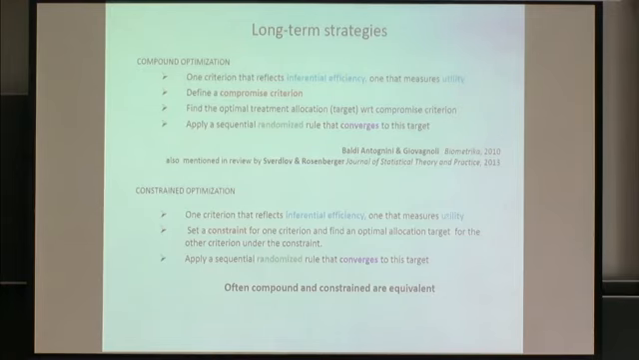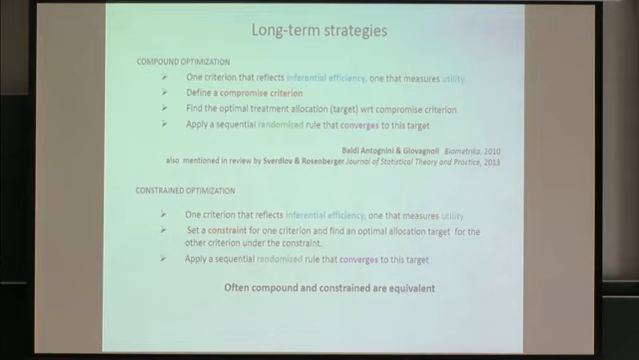Okay, now long-term strategy. I told you that this is a different approach, a completely different approach. So we can do two things. One is to have two criteria, one that reflects inferential efficiency, the other one that measures utility. You define a compromise criterion, find the optimal treatment allocation with respect to this compromise criterion, and then apply a sequential, randomized rule that converges to this target, so that you've taken everything into account.